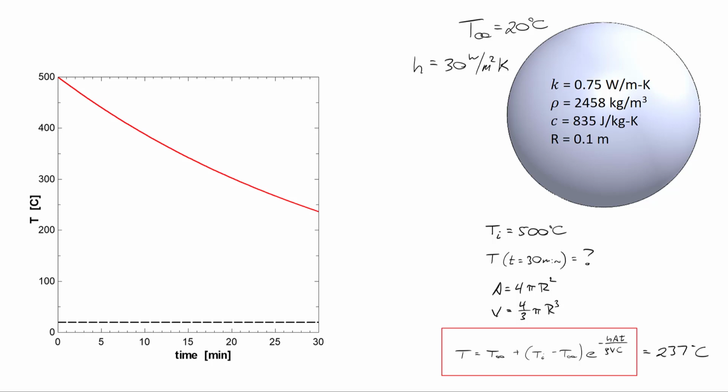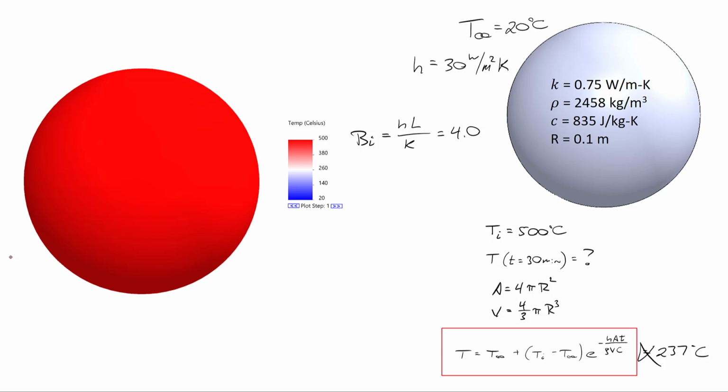My hope right now is that you disagree with what I've just done. My hope is that you are saying it is not equal to 237 degrees C. My hope is that you've considered the Biot number, which, as we established at the beginning, is hL over k, and in our instance, the Biot number is about 4.0. To use this equation, remember, we have to have a Biot number that's much less than 1. I'll show you a simulation now that indicates this graph is not true, nor is our temperature of 237 degrees.